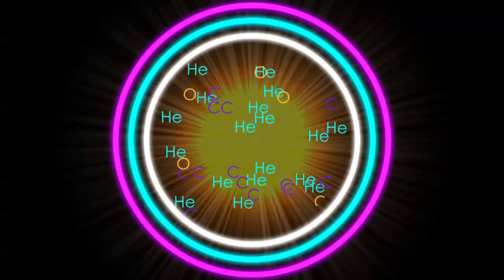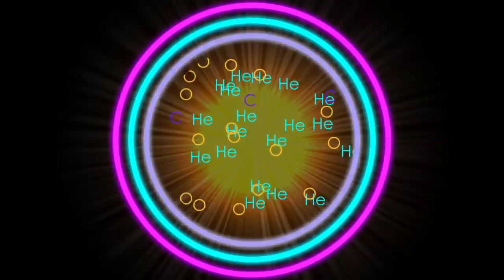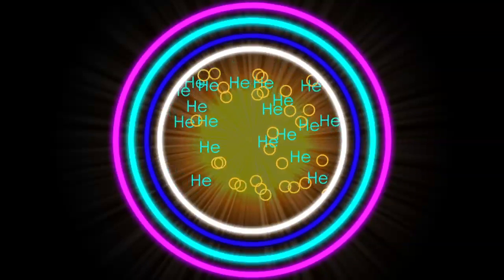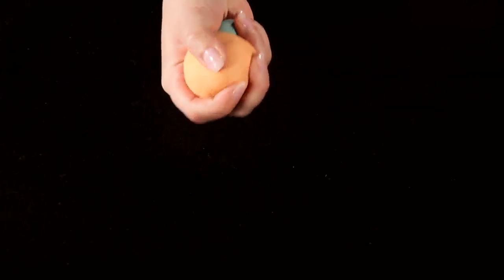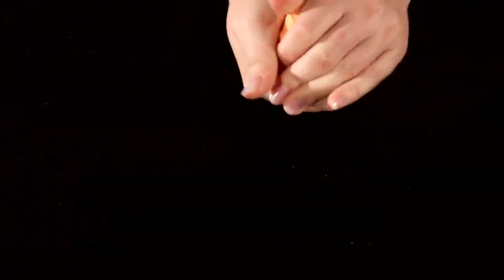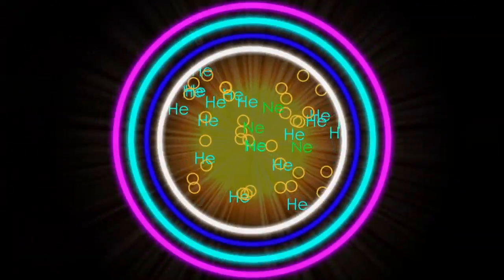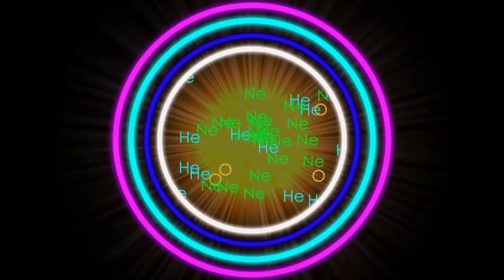You can imagine what happens when carbon runs low and fusion stops once more. The core shrinks, things get hotter, and new fusion can begin again. Helium and oxygen start to fuse into neon. So we squish a blue helium atom and an orange oxygen atom, and swap that out for a tennis ball that represents neon. Depending on the size of the star, this process can continue through the periodic table up to the point where iron is formed.